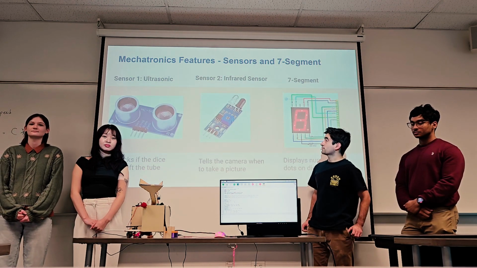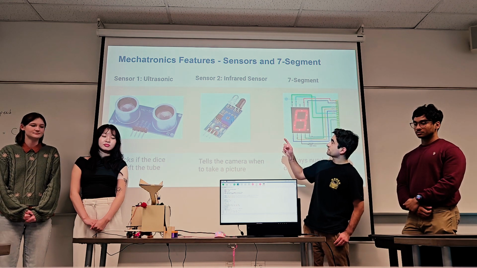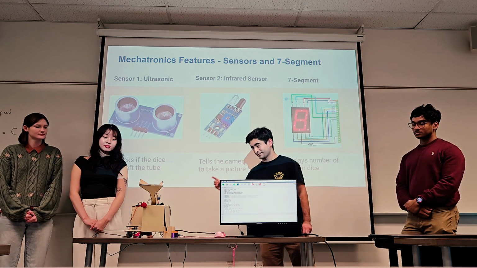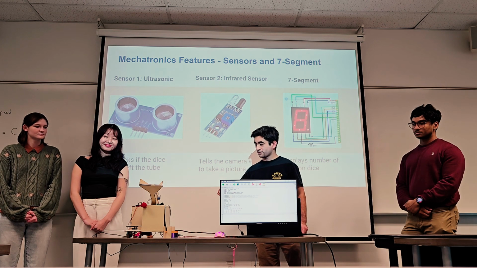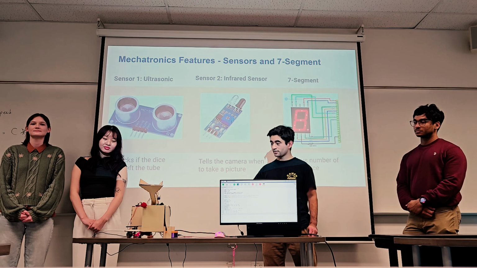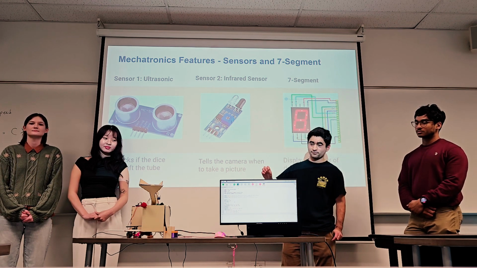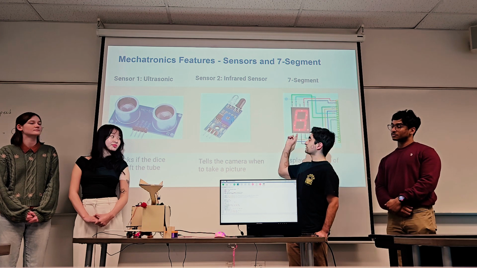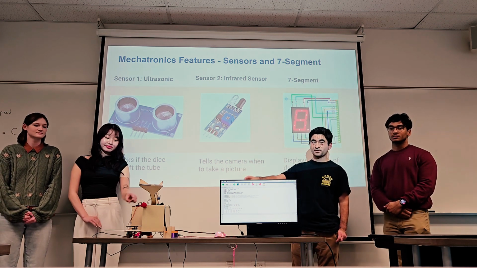And then for mechatronics features, we have an ultrasonic sensor and an infrared sensor. The way that our setup is set up, we have different stages, and so these 2 sensors make sure each stage is completed and make sure the dice went through the right passage. As well as we have a 7 segment display to show the dice number.